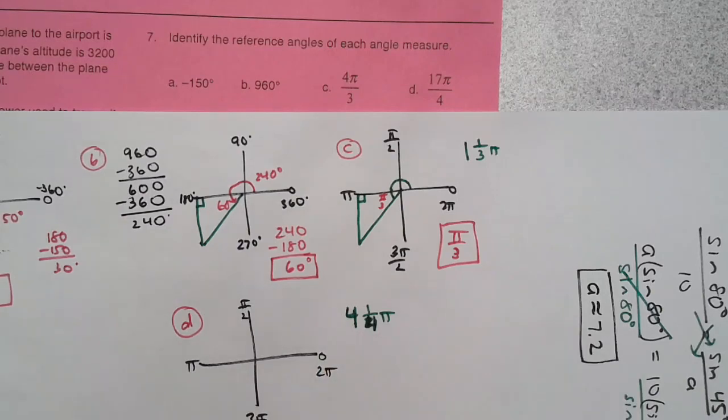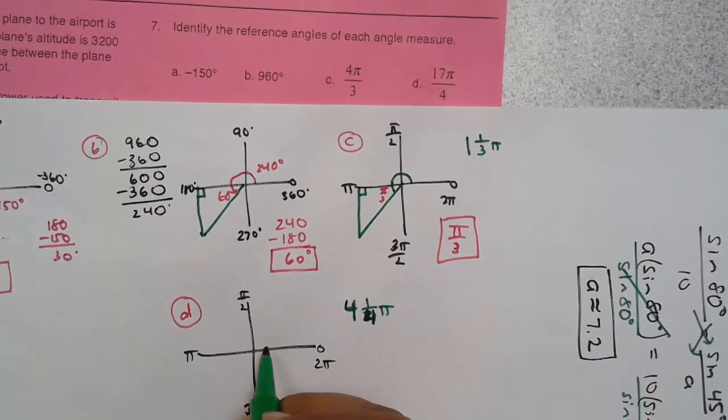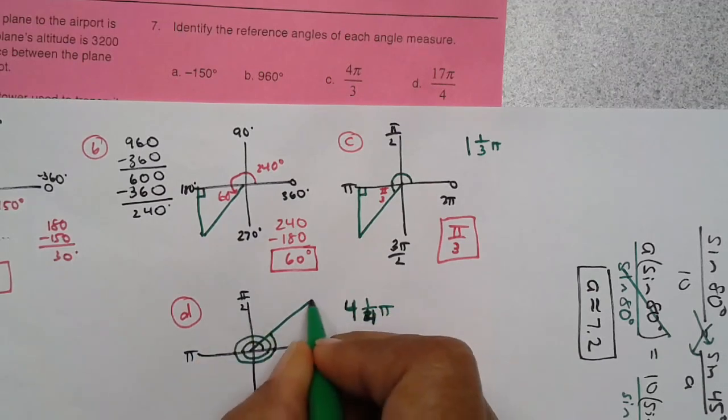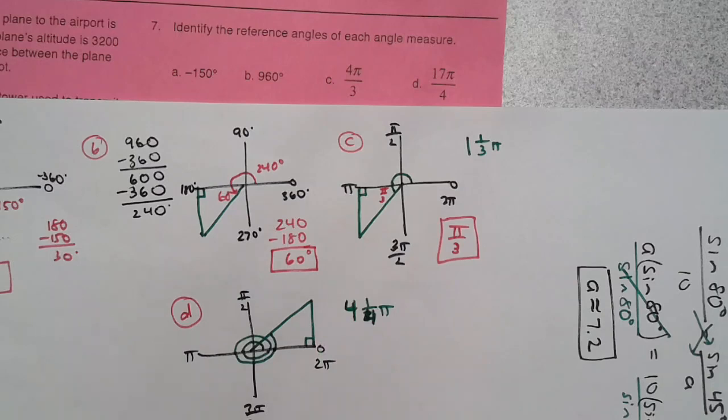So we're going to go ahead and go around the circle. And remember that it's going up. That's 1 pi, 2 pi, 3 pi, 4 pi, and then 1 more fourth that goes up here. 1/4 is less than half. All right, so we actually went around 2 full circles and then up a fourth. That 1/4 is pi over 4, and that is the reference angle for D.